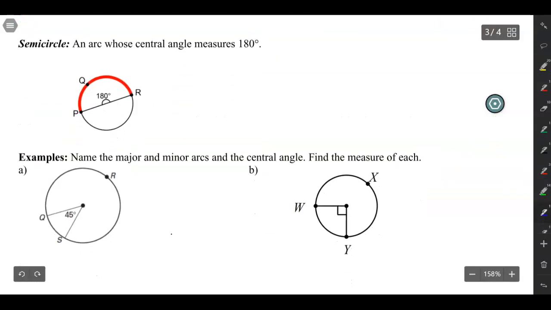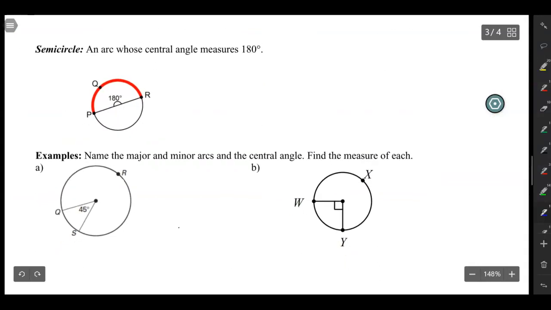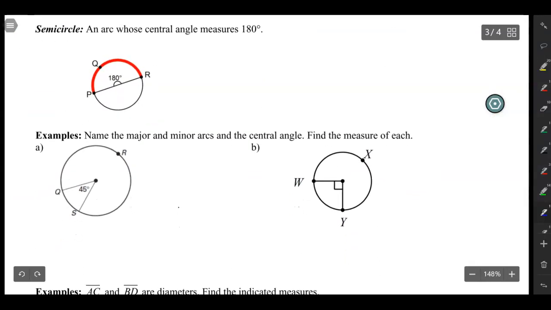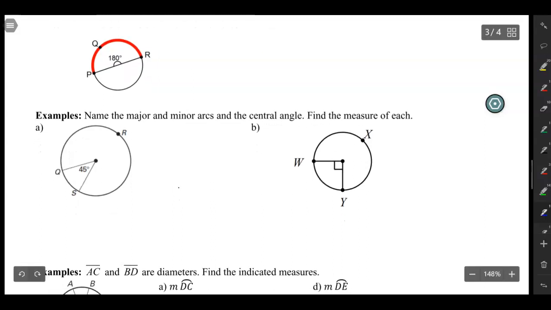So let's jump into some maybe specific examples and just some more practice with these things. There's a special thing that we call a semicircle. I'm sure you've heard of this and you know what it looks like. Here's just more of a mathematical definition of a semicircle. A semicircle is an arc whose central angle measures 180 degrees. So basically it means you're chopping your circle in half.